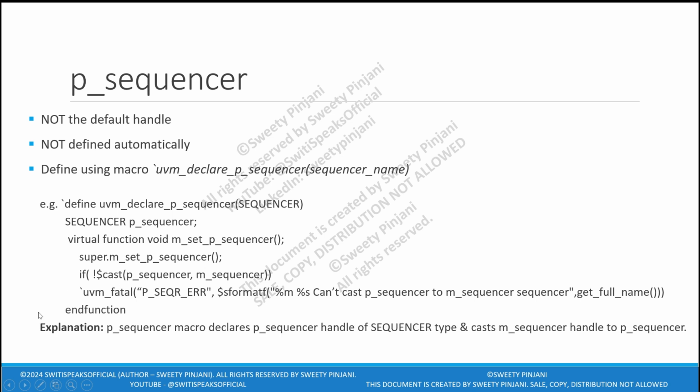And then the explanation is: the P sequencer macro declares a P sequencer handle of the sequencer type. This is the sequencer type. And it casts the M sequencer handle to P sequencer. Here we had seen it casts the M sequencer handle to P sequencer using $cast. And if it doesn't succeed, it will give an error. Important point to remember, P sequencer is not default. You need to define it using the macro UVM declare P sequencer. And using $cast, you can cast your M sequencer to P sequencer.